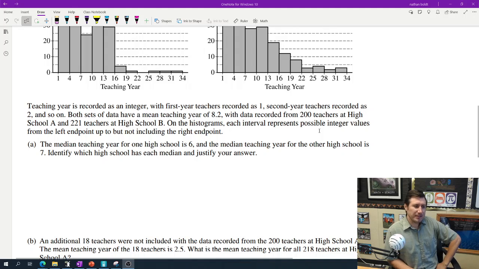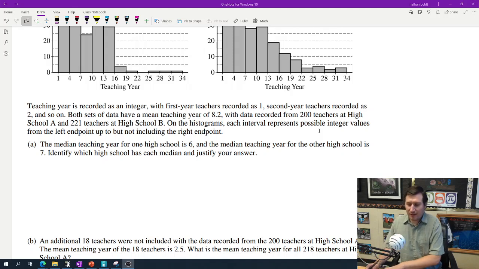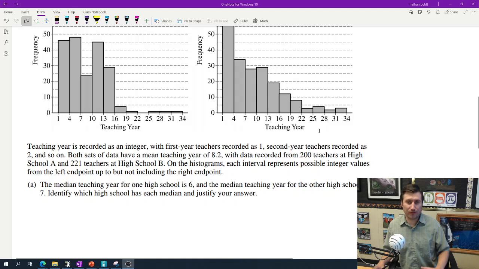Letter A, the median teaching year for one high school is 6, and the median teaching year for the other high school is 7. Identify which high school has each median and justify your answer. So which one has a median of 6 and which one has a median of 7? Now, one tempting idea would be to talk about the skew. I'm guessing that was the distractor they had. Would students talk about skew?